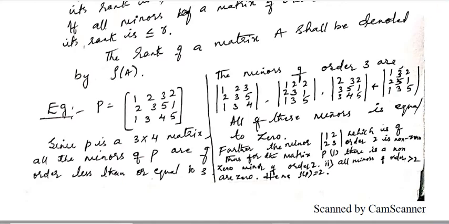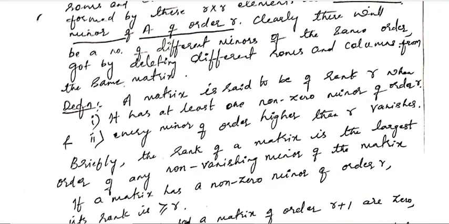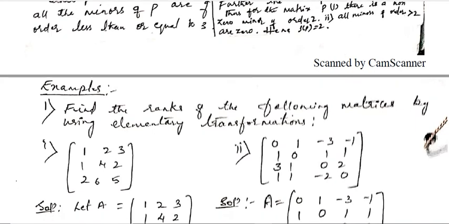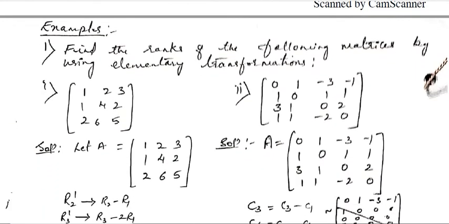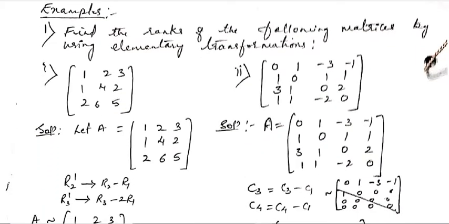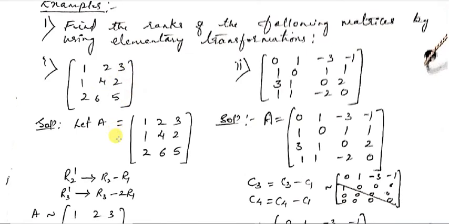I'll take a few more examples to obtain the rank. Sometimes we can reduce the matrix and then find the minors and define the rank also. I'll take up such examples. In the first problem, 1, 2, 2, 1, 2, 3, 1, 4, 2, 2, 6, 5 is the given matrix. Let us denote this matrix by A.